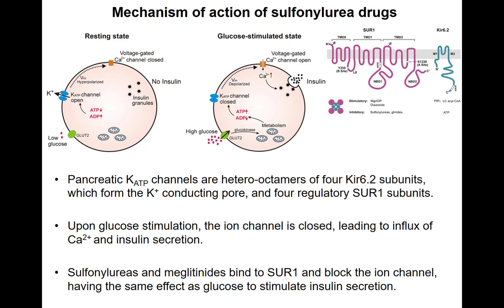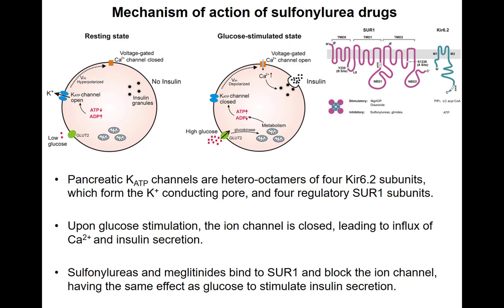Let's move on to the middle of the slide, where you see what happens when there's a meal or there's an influx of glucose. So when there are high glucose levels, this is taken up by the glucose transporter, and this then gets into the mitochondria, and that leads to metabolism and the production of ATP. And with the production of ATP, that keeps the potassium ATP channel closed.